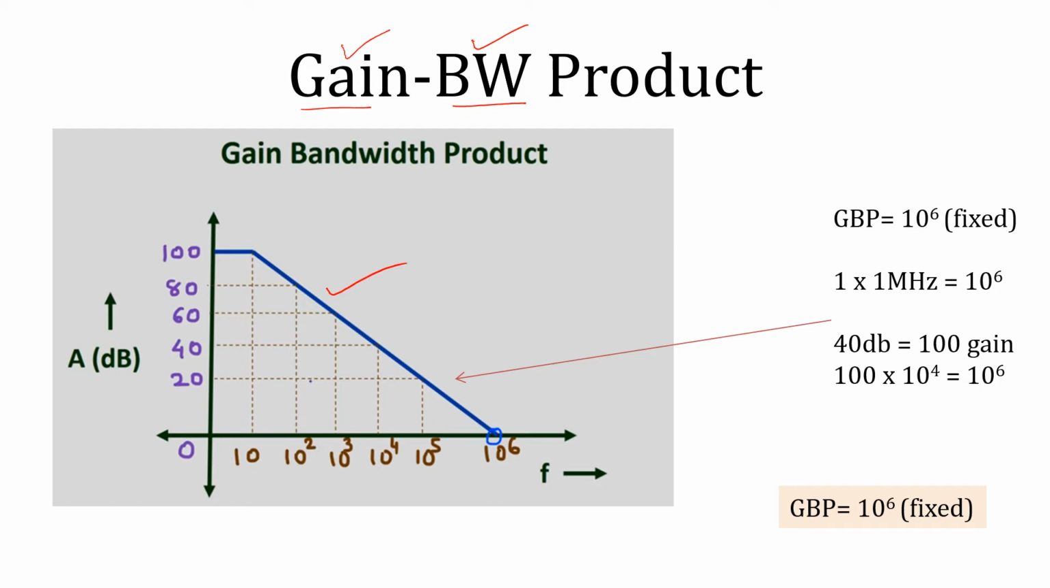Suppose we have a unity feedback gain of 1. At this value the bandwidth is 1 megahertz, as given in this plot. We have seen that the frequency is increasing from 10, 100, 1000 and goes up to 1 megahertz. So this is 1 megahertz, and at 1 megahertz the amplitude is 0 decibel.